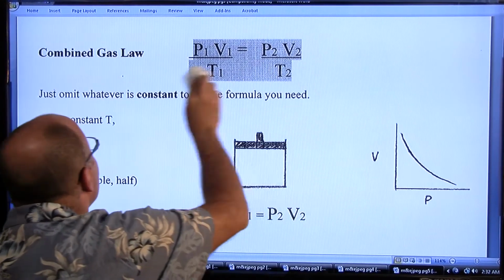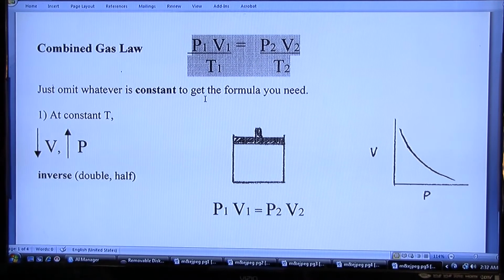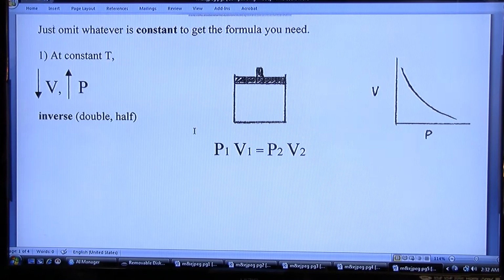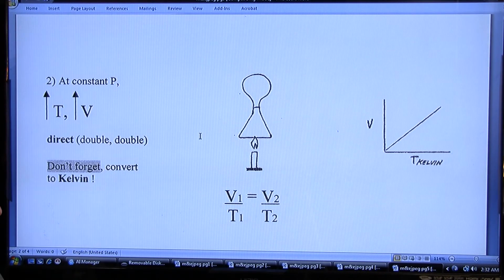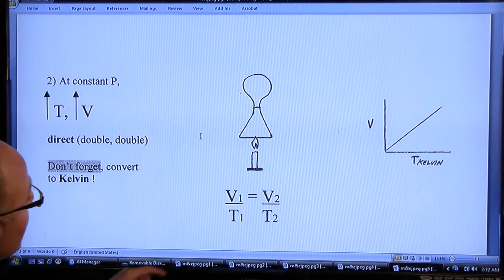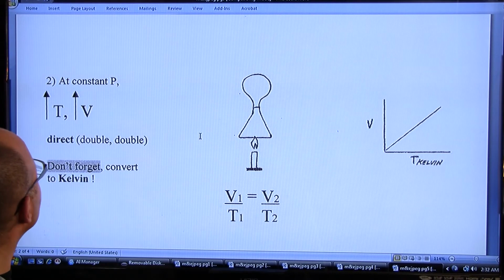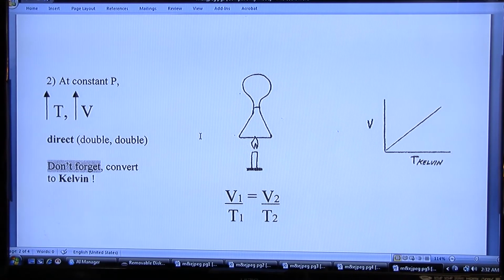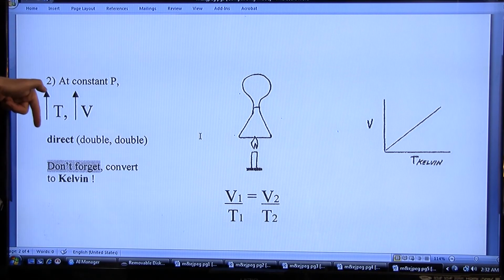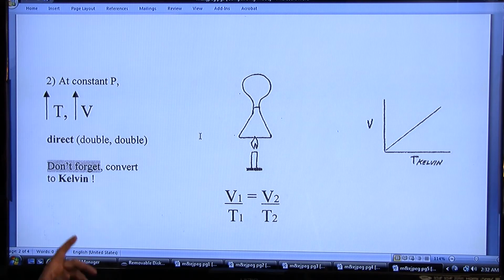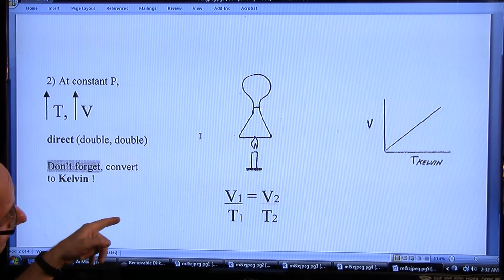Now, continuing with the combined gas law, if they tell you the pressure is constant, then your PV over T becomes V over T equals V over T. And what you have again is a direct relationship. Meaning if you increase the temperature, you increase the volume. If you decrease the temperature, you decrease the volume. Or if you double one, you double the other. If you triple one, you triple the other. Whatever happens to one, happens to the other.